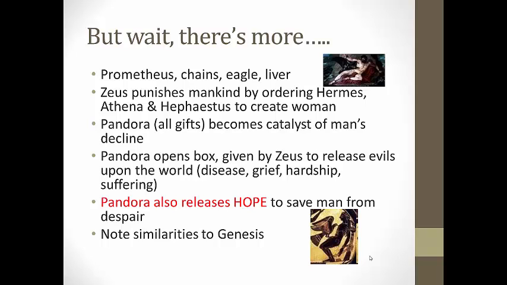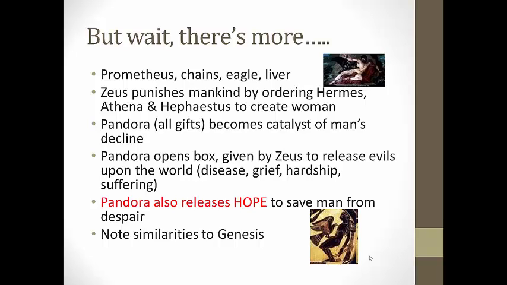Interesting. So Pandora, whose name literally means all gifts, then becomes the catalyst of the decline of man, of man's downfall. And she does this by opening a box that Zeus had given her, in which were contained all of the evils of the world, things like disease and hardship, and pork rinds and other bad things, basically suffering in a box. And that was unleashed upon the world as punishment of humans for displeasing Zeus.